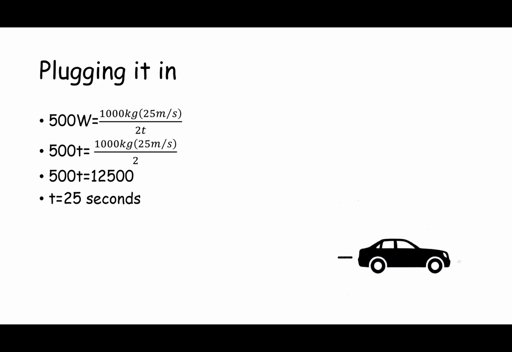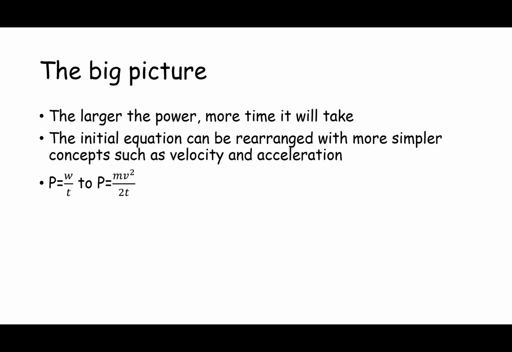Now all we have to do is plug all our values in, so we have 500 as power, 1000 as the mass, 25 as velocity. Since it starts from rest, we have 0 plus 25 is 25, and divided by 2t. And then as we solve for this, we find that t equals 25 seconds. So it would take 25 seconds for the car to accelerate from 0 to 25 meters per second.